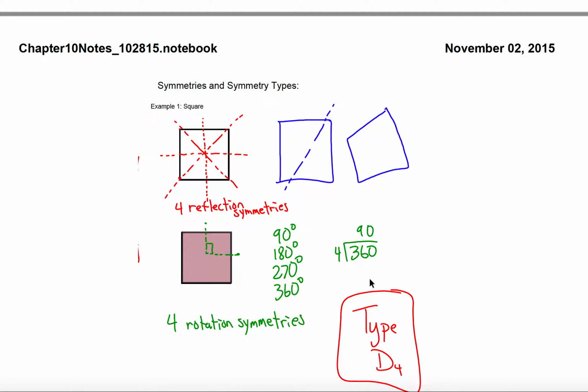The thing to notice is that there are 360 degrees usually in a total rotation. I shouldn't say usually, always. And there are 4 corners, 4 sides to a square. And if you divide 4 into 360, it gives you 90. And notice I mentioned we had 90 degrees, 180, 270, and 360 as our rotations. Since this has both reflective and rotational symmetries, it's a type D, because D again is for rotation and reflection. And there are 4 of them because it has 4 reflections and 4 rotations. So it's a D4.